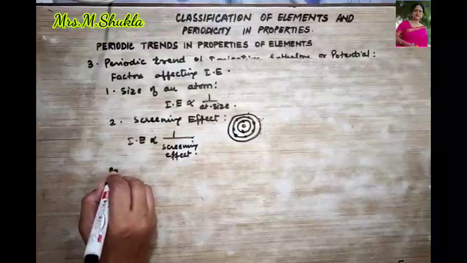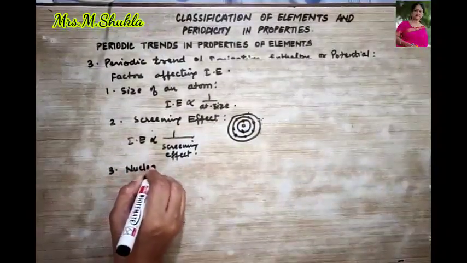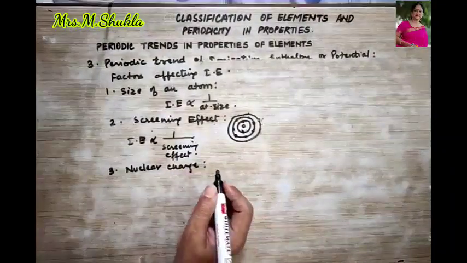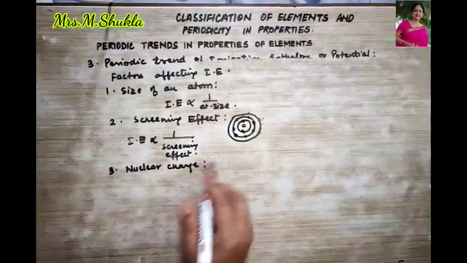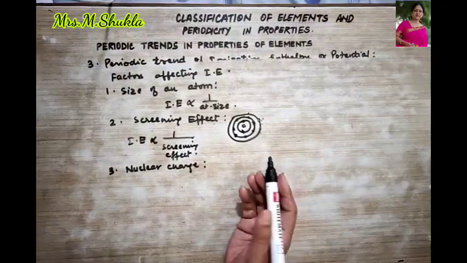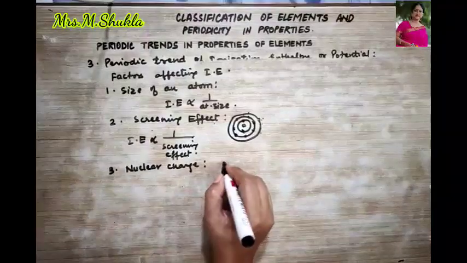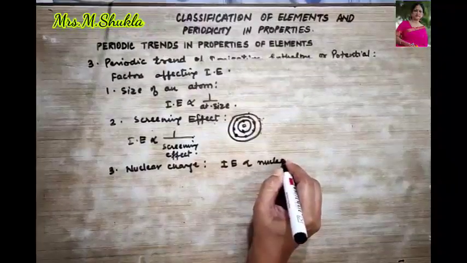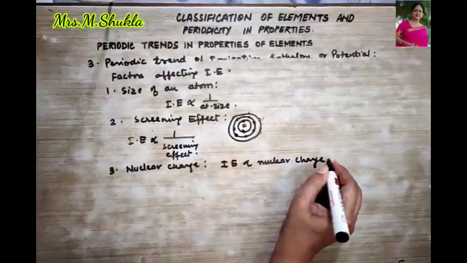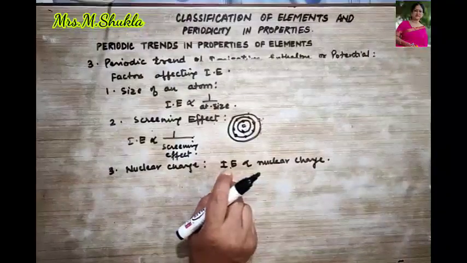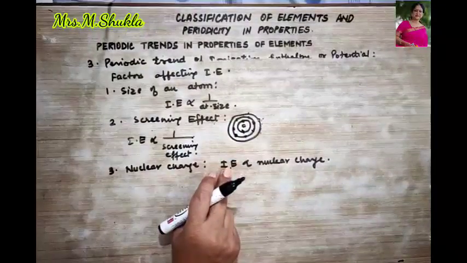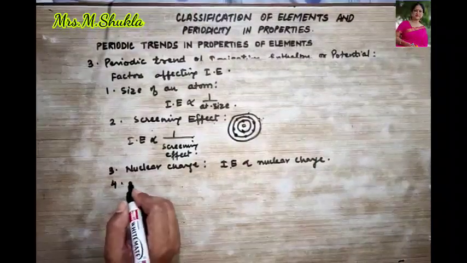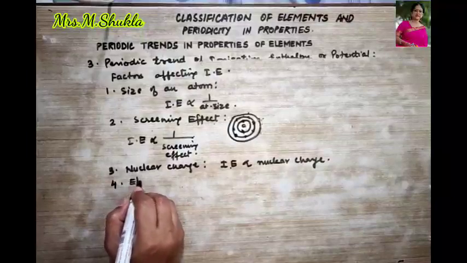Right? Then we come to nuclear charge. Your ionization enthalpy also depends upon nuclear charge. What is that? Greater the nuclear charge, higher will be the ionization enthalpy of an atom. Remember, so ionization energy is directly proportional to nuclear charge. More the nuclear charge, more will be the ionization enthalpy. Less the nuclear charge, less will be the ionization enthalpy. Then the fourth point is electronic configuration.